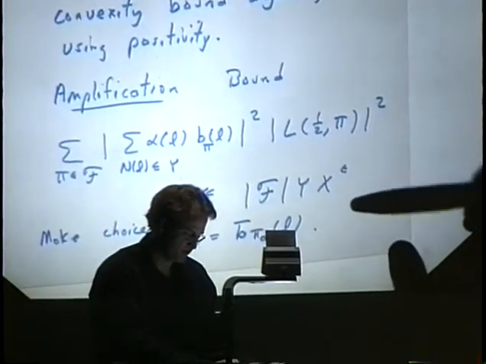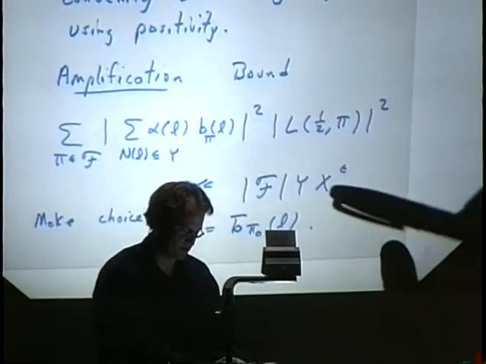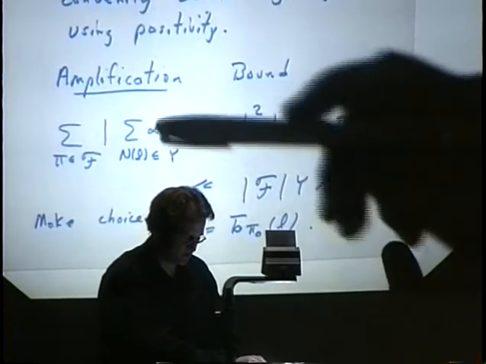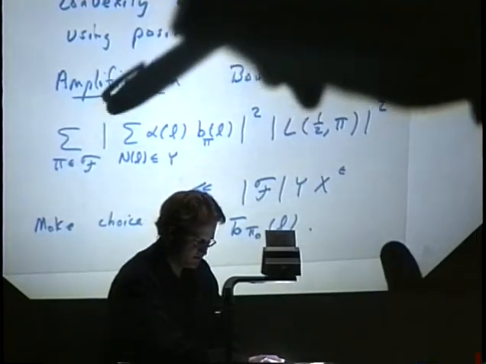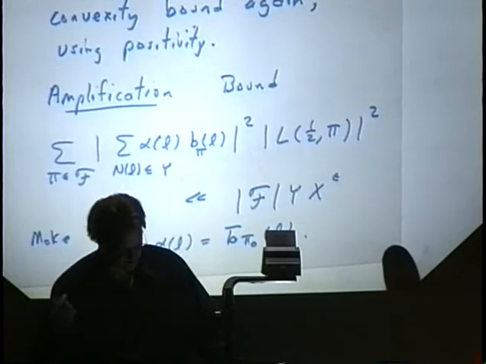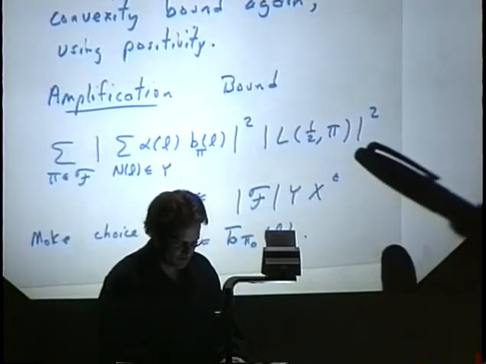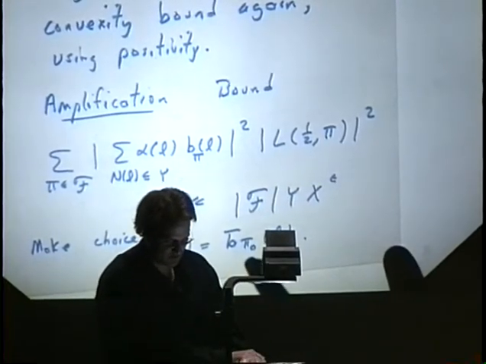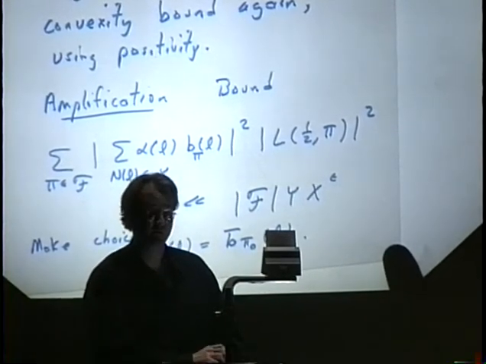And if we can obtain a bound like this, which is the number of elements in the family times y, the length of the sum, times x to the epsilon, then with the choice of these coefficients being equal to the conjugate of the coefficients we're starting with, this becomes an amplifier. It plays the role of a large term which I can divide out and obtain a result for an individual term, which is then amplified. So I choose alpha of l to be b sub pi sub 0, where pi sub 0 is the one I'm interested in. He will be amplified.